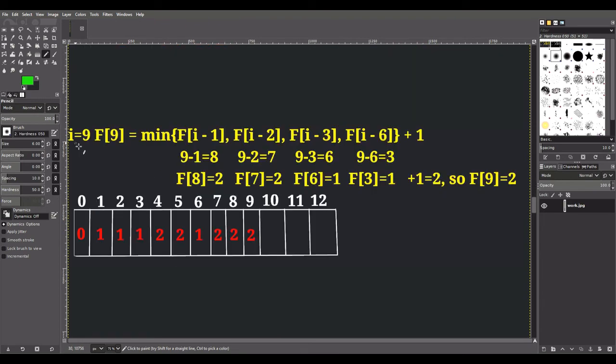i now equals 9, so f of 9 is equal to the minimum of f of i minus 1, f of i minus 2, f of i minus 3, or f of i minus 6 plus 1.